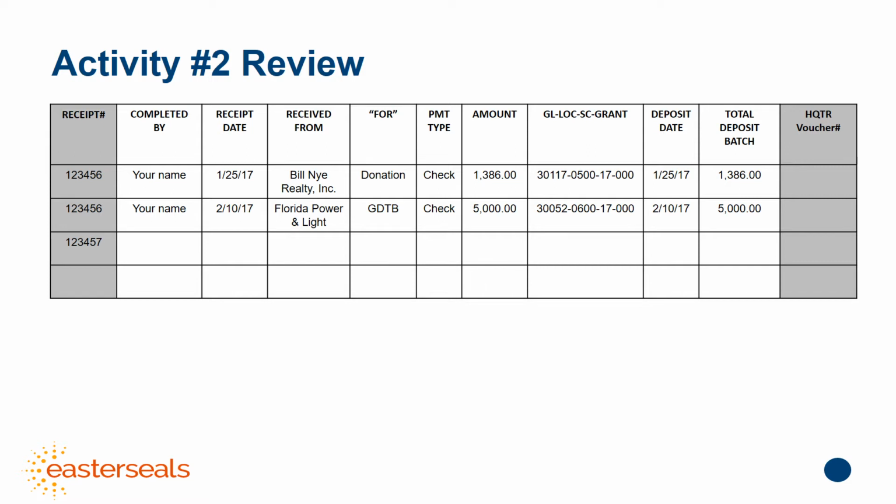Then you put the GL code that was already listed on your receipt, and since they should be deposited the same day, the deposit date will be 2/10, and it was for 5,000. Now if these both were received on the same day, your deposit date will be 1/25 and your deposit batch will be the total of these two, so it'll be 6386. But because these were received on 2 separate dates, the deposit batch is different. So, okay, the 2 activities helped you to practice some of the main parts of receipting. If you still don't get it, accounting is here to help. Please contact me or someone else in accounting and we can help you with that.